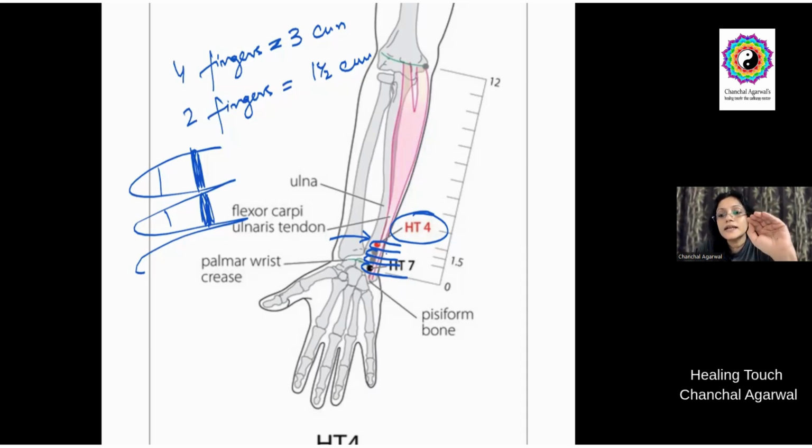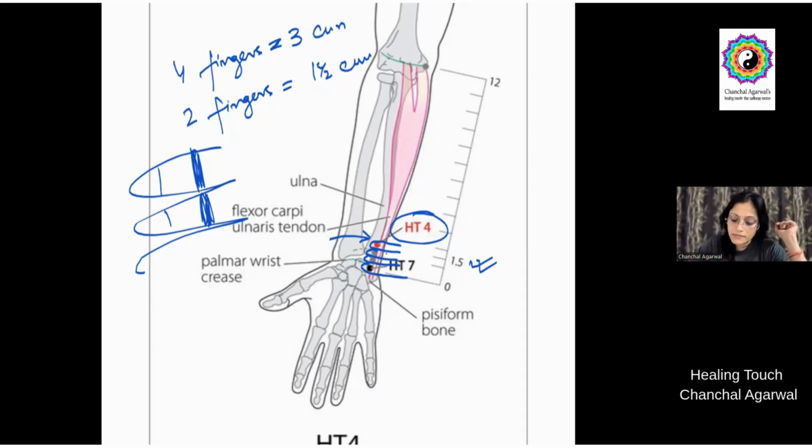To make it easy, I said that you place 4 fingers under the 4th finger, H4. But if you are measuring through kun, then it is the middle joint of 2 fingers. Then you find out H4. It's written 1.5 kun. So by placing 2 fingers' middle joint, you can find out H4, or simply by placing the tip of all the 4 fingers under the 4th finger also, you can locate H4. Is this okay? Clear to everyone? Both the ways I have explained.